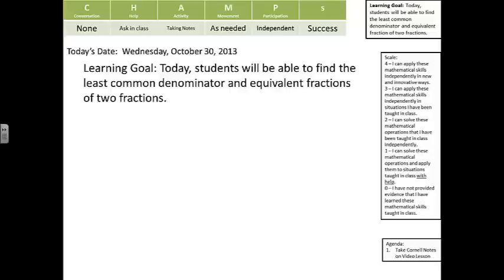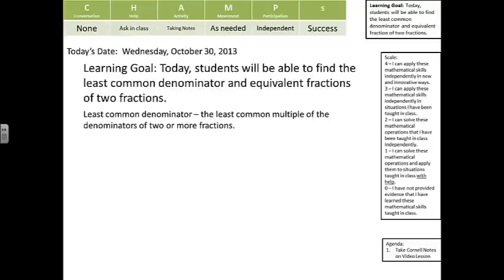Alright, so we're going to go to the second part of our learning goal, and the second part of our learning goal is that students will be able to find the least common denominator and equivalent fractions of two fractions. So we're going to be given two fractions. They're going to have different denominators. We're going to find a common denominator, and then we're going to find the value of those fractions using that new denominator. So let's look and see what that looks like.